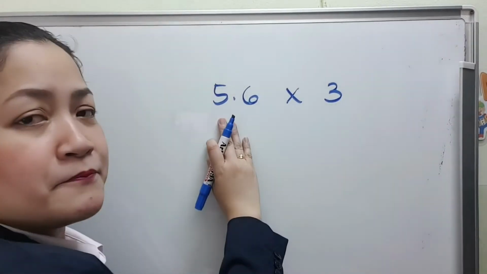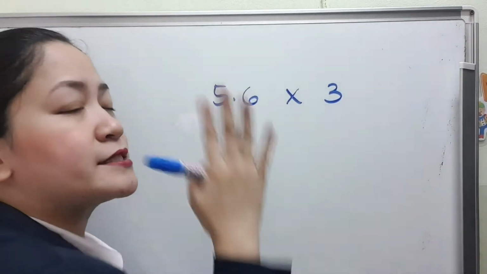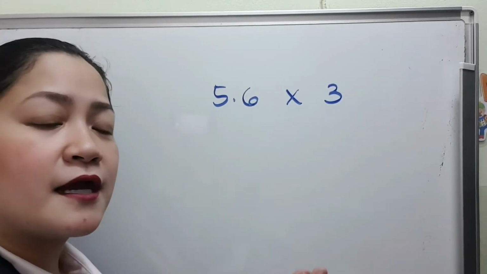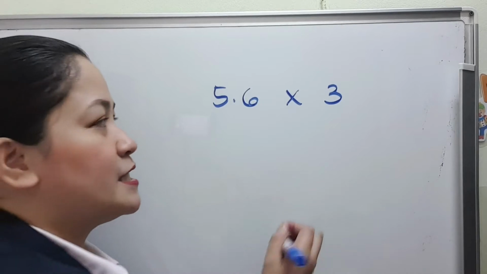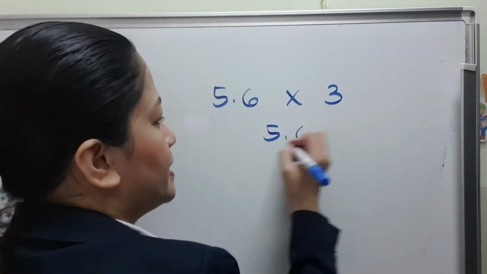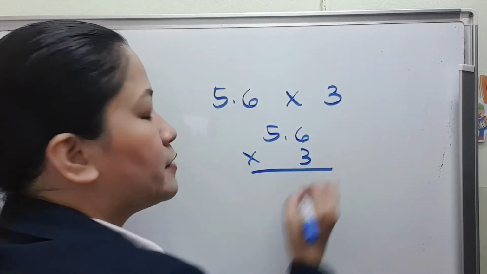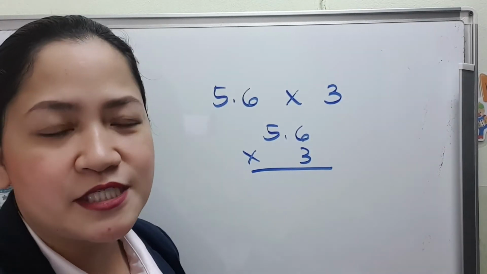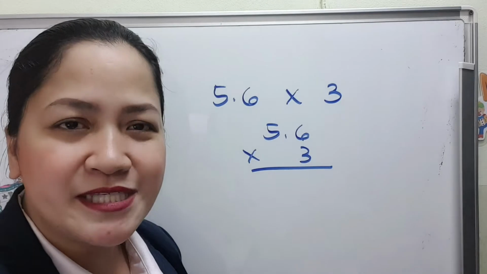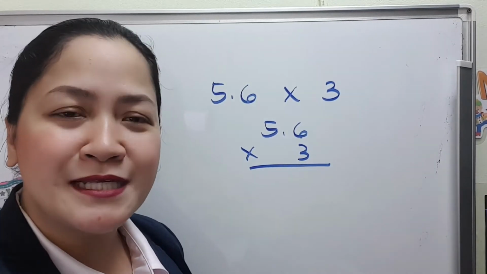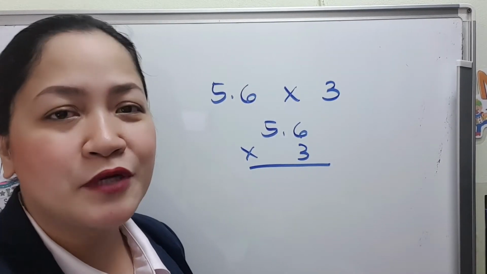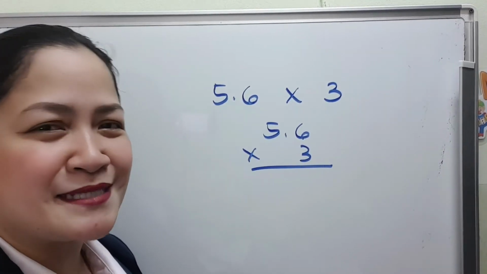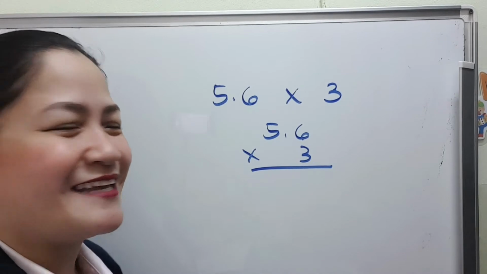So we have here 5.6 times 3. It's always easier to multiply, add, or subtract if we write them vertically. In multiplying decimals, it is also important that you multiply them first, just like how you multiply whole numbers, and then count the number of decimal places in your factors to decide where to put the decimal point in the product. So let's imagine that there is no decimal point here, and then we will just put it later.